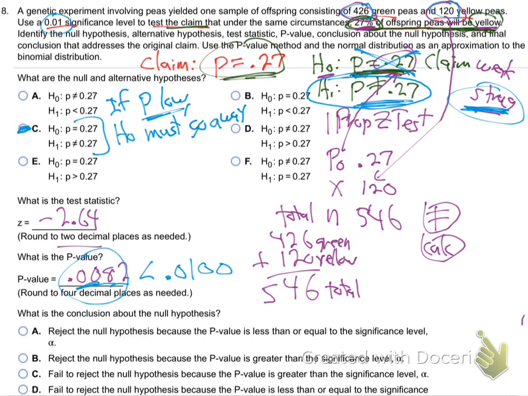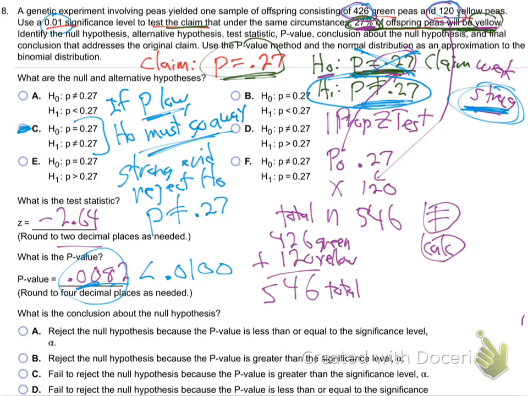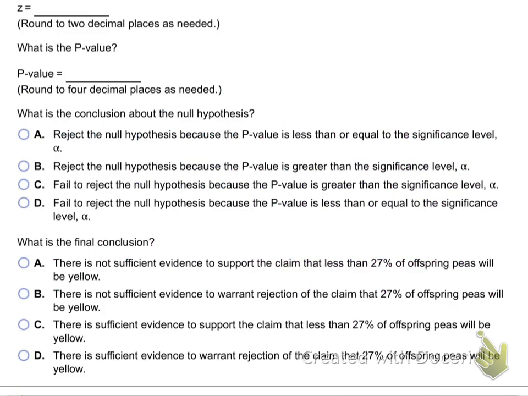I forgot to, here was our answer for the first part, C. And then let's go to the other conclusion. Okay, so the p is low, the null must go away. So we conclude that there's strong evidence, right? Strong evidence to reject the null, and we believe p is not equal to 0.27. We reject the null. Let's go find that. So reject the null because the p-value is less than or equal to the significance.